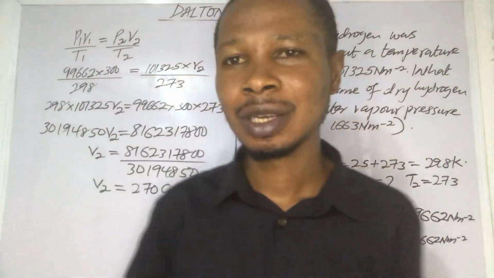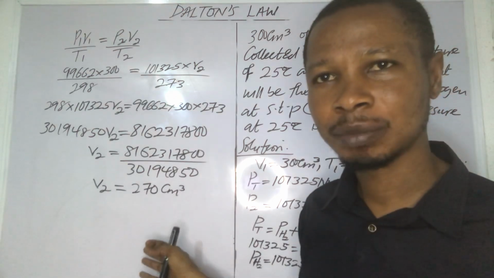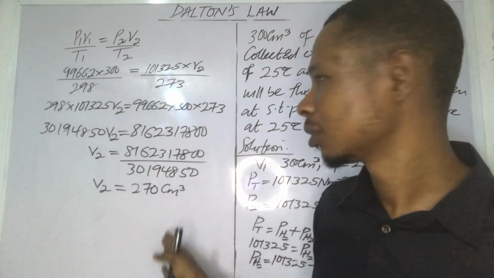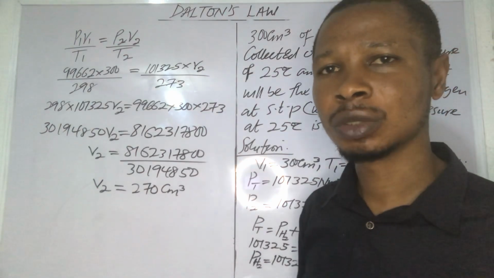So this is another example of a question on Dalton's law of partial pressure, and this is how you are expected to set the solution out.